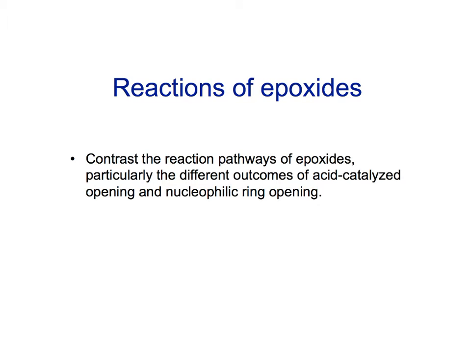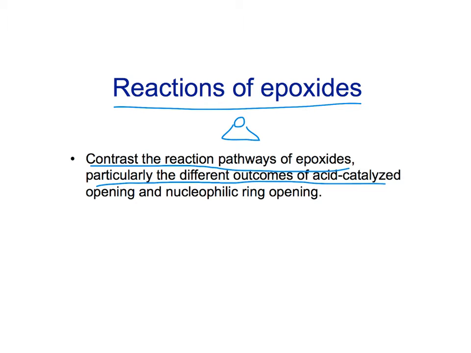In this highlight video, we're going to talk about the reactions of epoxides. Remember, epoxides are ethers, but they're ethers that are in a three-membered ring. And as we'll talk about in a minute, this arrangement gives epoxides special reactivity. After we've watched this video, you should be able to contrast the reaction pathways of epoxides, particularly the different outcomes of acid-catalyzed ring opening and nucleophilic ring opening.